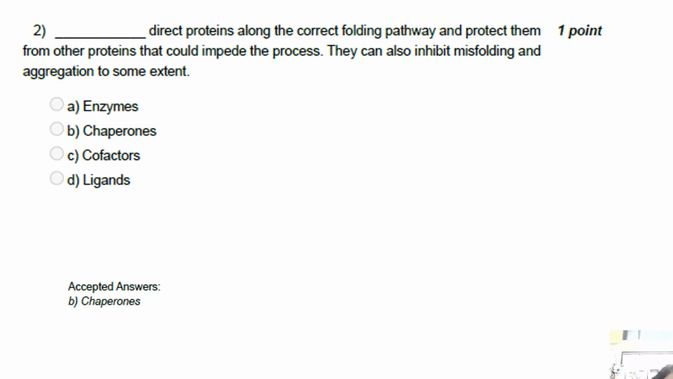Enzymes generally catalyze chemical reactions, while there are folding-related enzymes like protein disulfide isomerases and peptidyl prolyl isomerases. They are considered folding catalysts, not the general protective proteins that stop aggregation. Now, cofactors are non-protein molecules, metal ions, vitamins, heme groups, required for protein function, not primarily for preventing misfolding. Now, ligands bind to proteins like substrates or signaling molecules, but they don't generally protect folding pathways.